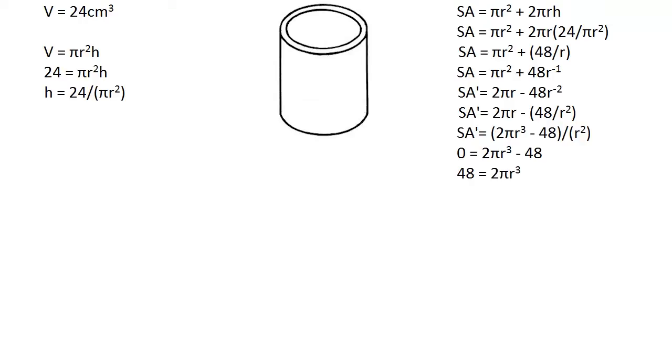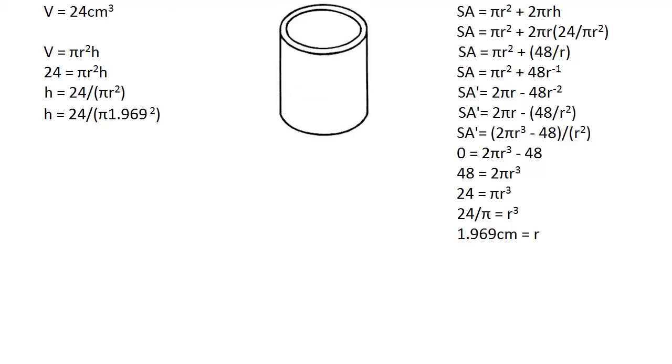And then it becomes a basic algebra problem. 48 equals 2 pi r cubed. 24 equals pi r cubed. And then 24 over pi equals r cubed. We'll just take the cube root of each of them and get 1.969 centimeters equals r.